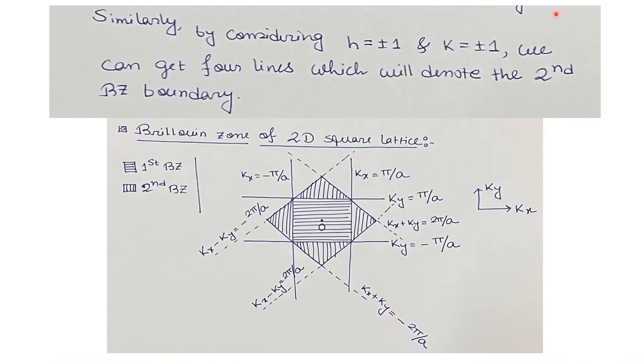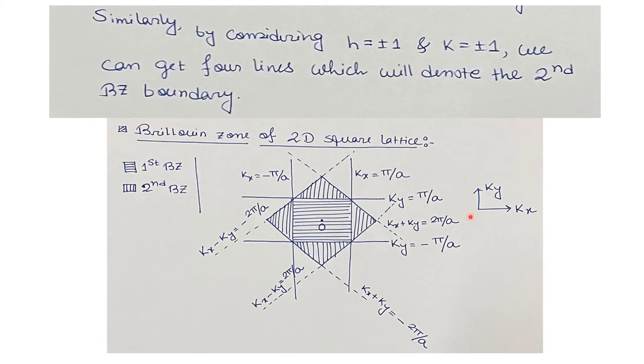Now we will consider the second possible integer values for h and k. Those are h equals plus minus 1 and k equals plus minus 1. If we put these h and k values in the equation of the locus of all K points that are Bragg reflected, then we will get another 4 lines, which will basically give the boundaries for the second Brillouin zone in the 2D square lattice.